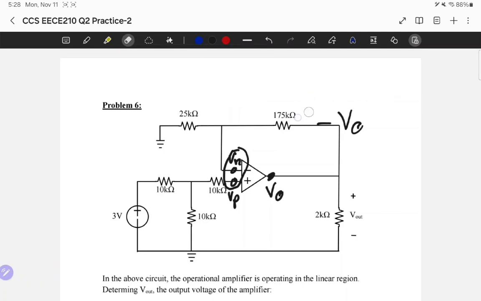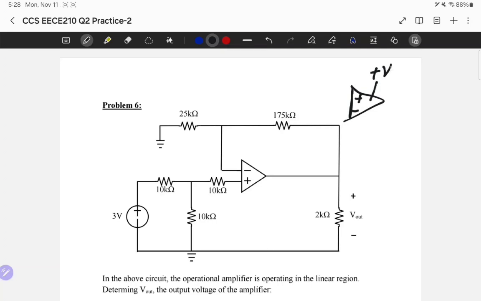Now, amplifiers also have these terminals, okay? Here I have plus VCC, and here I have minus VCC. So amplifiers in most circuits look like this. This is the positive input, positive in. This is the negative in.